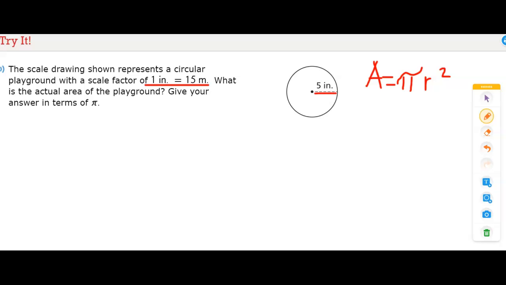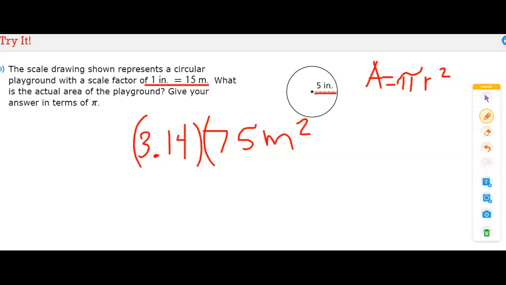So 5 inches times the scale factor of 15 meters is going to give us the actual radius of the playground. 15 times 5 is 75. So 75 meters is the actual radius of the playground. And so we're going to multiply that by pi, and I'm going to use 3.14.